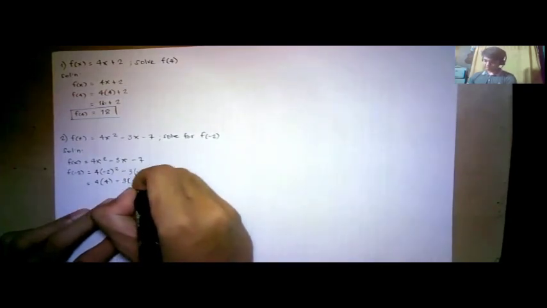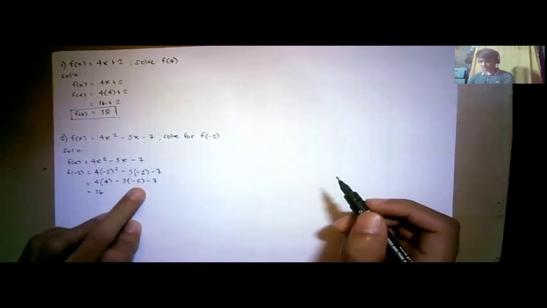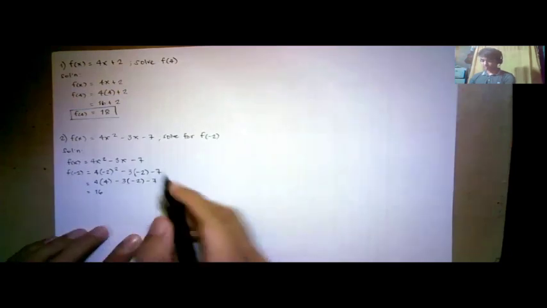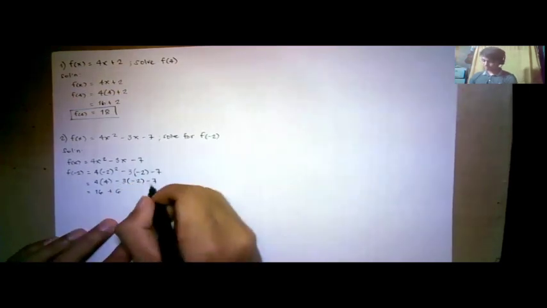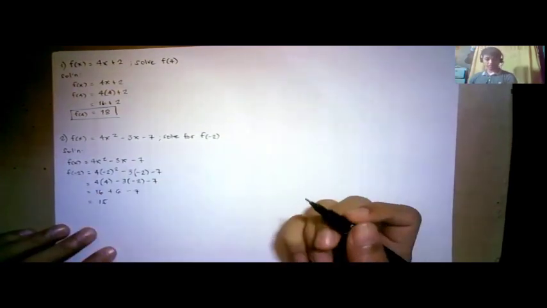Minus 3 times negative 2 minus 7 is equal to, then evaluate this, 4 times 4 is 16. And then negative 3 times negative 2, we need to include the sign here. Negative 3 times negative 2 is positive 6. Then bring down negative 7. Then evaluate this: 16 plus 6 is 22. 22 minus 7 will give you 15. So f of negative 2 is equal to 15.